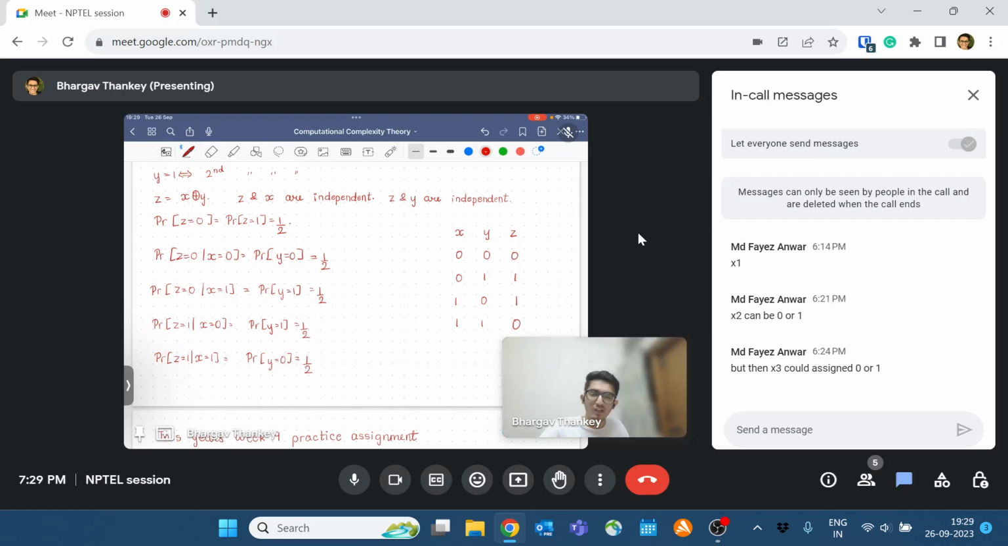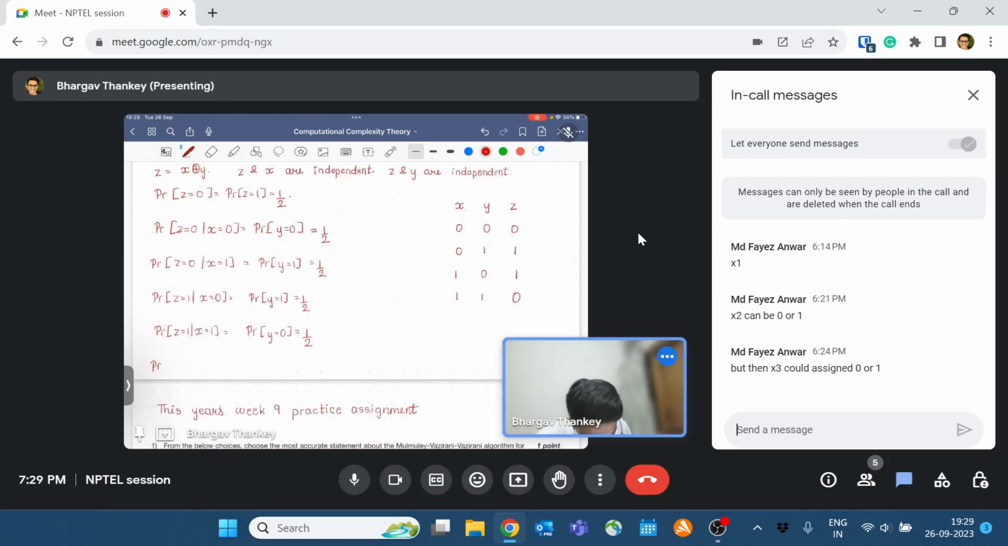So the probability of Z being zero or one does not depend on what X is, right? Right. So Z and X are independent, and similarly, you can say that Z and Y are independent. It's exactly the same argument, right? Yes. But the probability of Z equals zero given X equals zero, Y equals zero is not half. It is one.